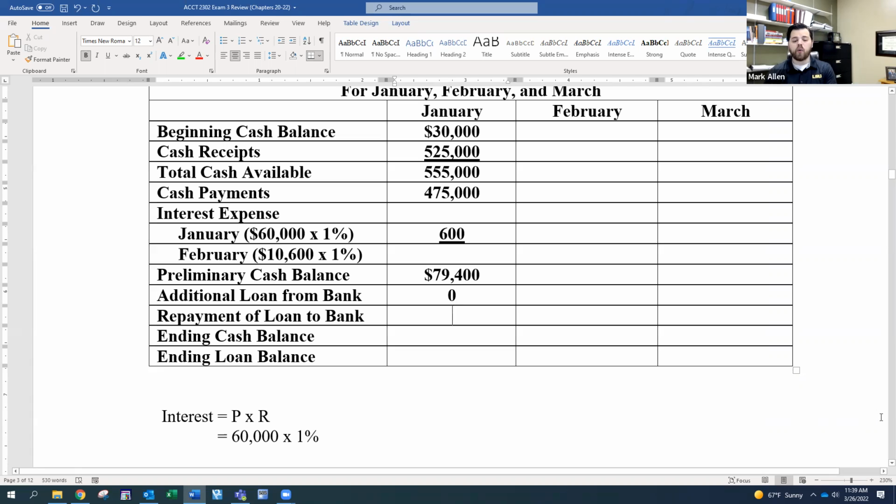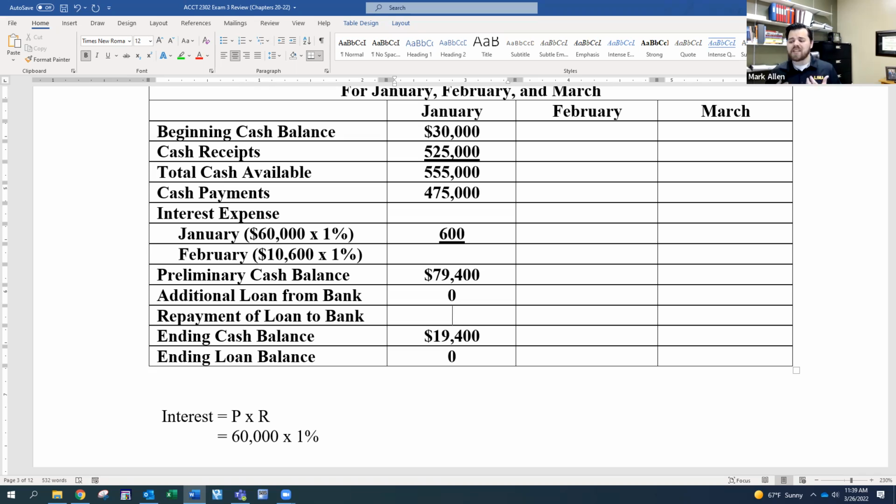Do I have a loan I can repay? Yes, I do. And the amount of the loan that I can repay is $60,000. So let me ask you, should I repay $60,000 right here? That would take my loan balance down to zero. And that would take my cash balance down to 19,400. So would this be okay? That's my question to you. Would that be okay? And hopefully what you said was, well, no, that's not okay.